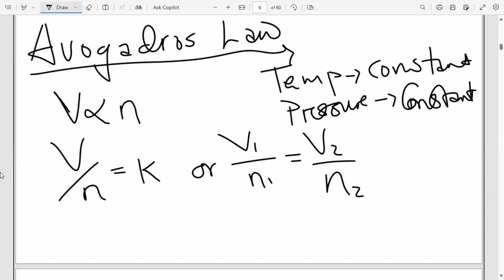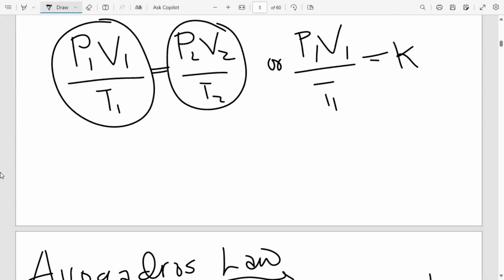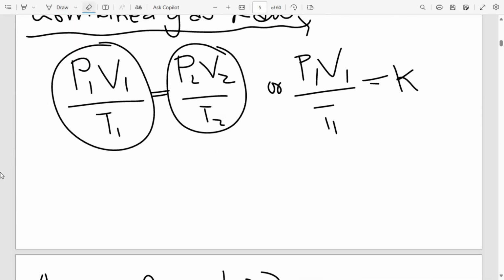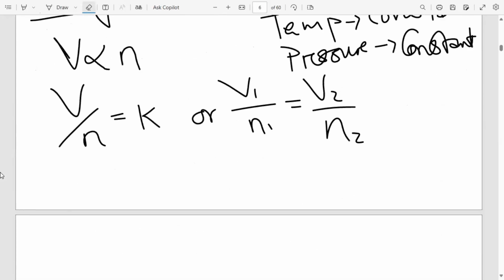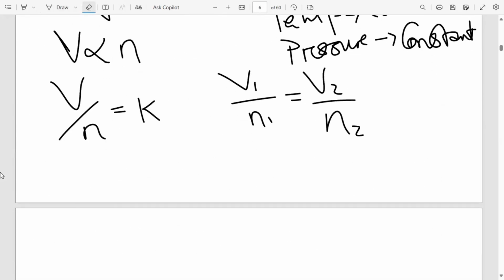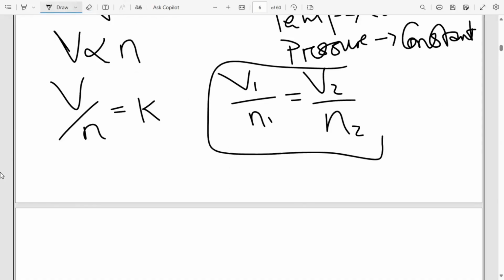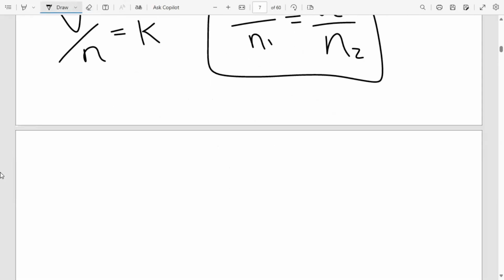So now from this combined equation that we found here, if we integrate this last law, which is Avogadro's law, what are we going to come up with? This is very simple. You can see here, let me just put that one here.